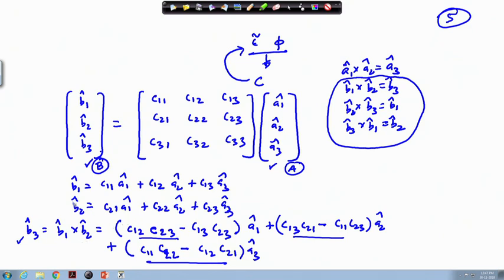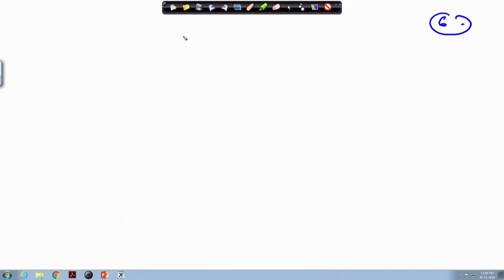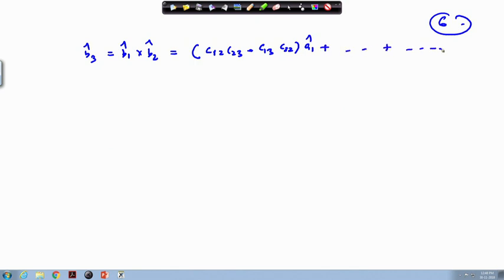Similarly, you can also describe here in terms of B 1, B 2, B 3, rather than writing in terms of A 1, A 2, A 3. And if you do this, we get some very useful results. Okay. So, from the previous page B 3 cap, we have written as B 1 cap times B 2 cap, then C 1 2 C 2 3 minus A 1 cap plus other terms, 2 terms. Okay.